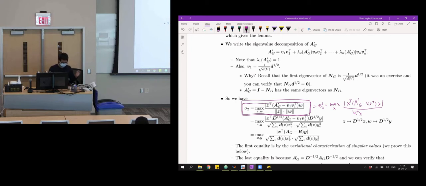Do you feel like you need more context on what this equality is before we go to prove it? Okay, it's good.